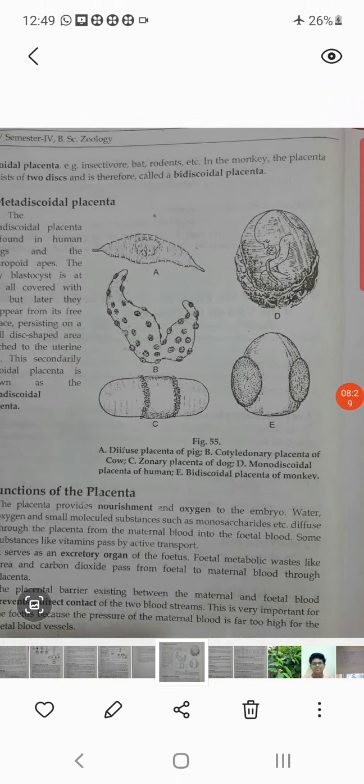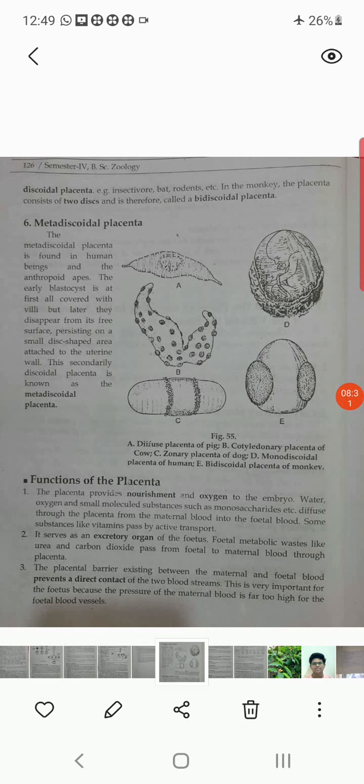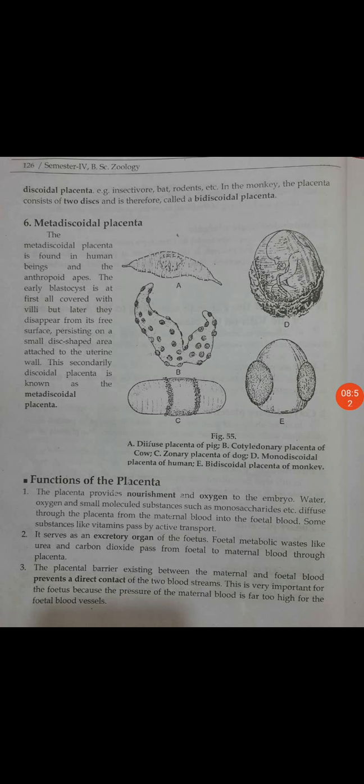So, in this way, we studied the various types of placenta as per the maternal tissue, the intimacy, the villi, and the bleeding. This is very important, so keep it in mind. Now we see the functions of the placenta. It is very important. Regarding the functions, it provides nourishment and oxygen to the embryo. This is the main one.